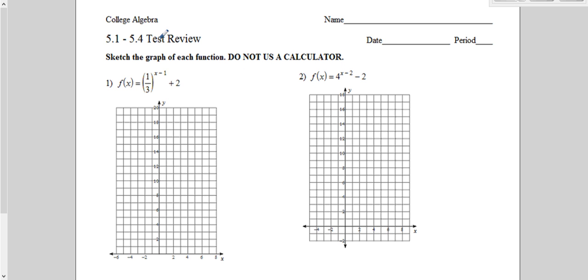This is the 5.1 to 5.4 test review. Number one, we have f of x equals 1/3 to the x minus 1 plus 2.